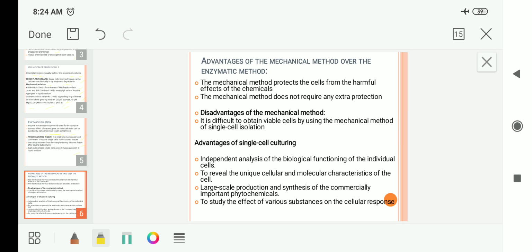Now, the advantage of the mechanical method over the enzymatic method is that you are not using any enzyme in the mechanical method, whereas in the enzymatic method you are using enzymes. The other main benefit is that in the mechanical method, protectants are not required. But the main disadvantage is that in the mechanical method the viability of the cells is very low.